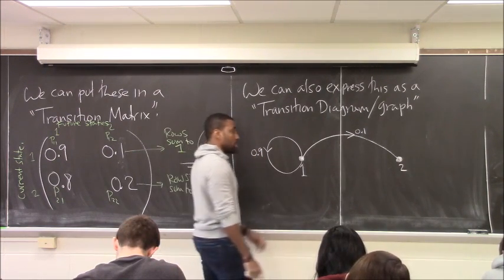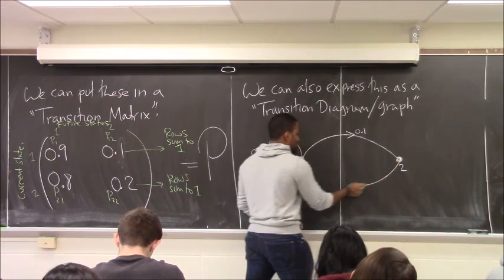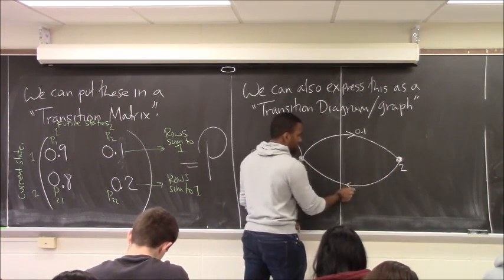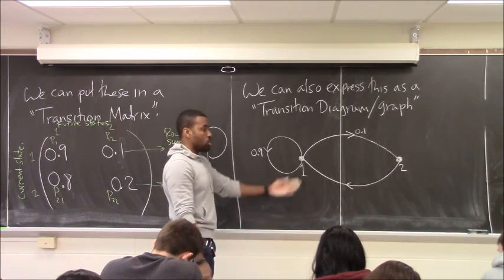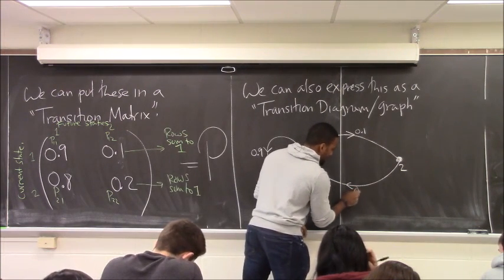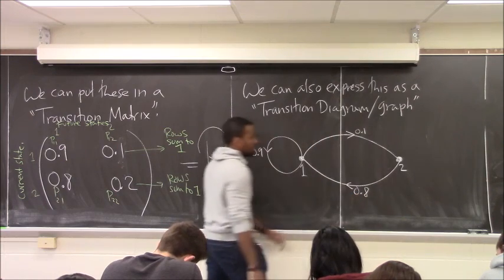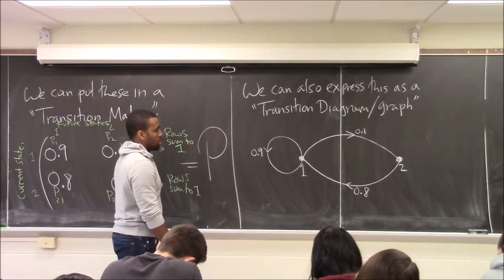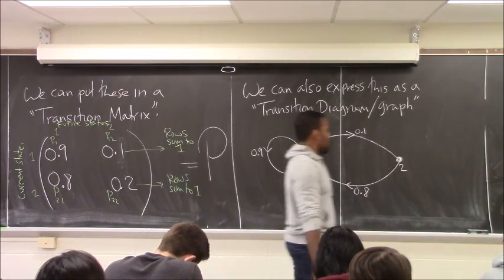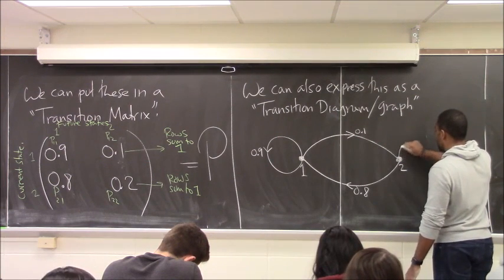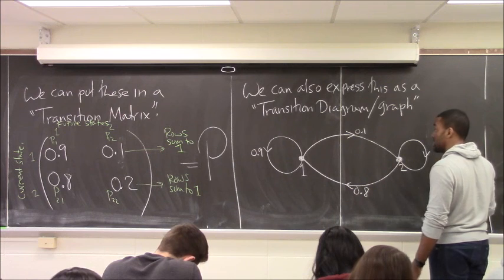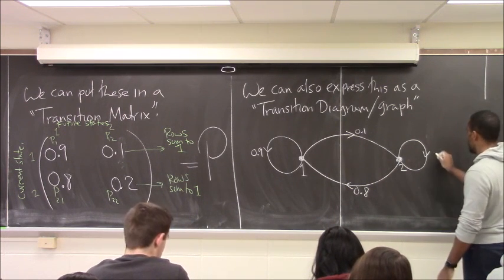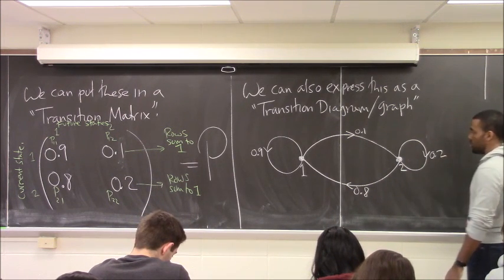It's also possible that if I'm in state 2, I can jump to state 1. So if I'm not working, there's a probability that I will be working in the future. That's actually 80%. However, 2 also loops back to itself. It's possible that if on one round I'm not working, in the next round I will continue to not be working. Though that probability is 0.2.